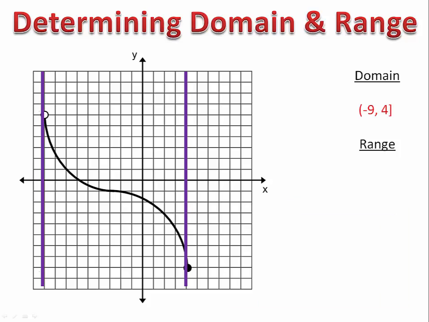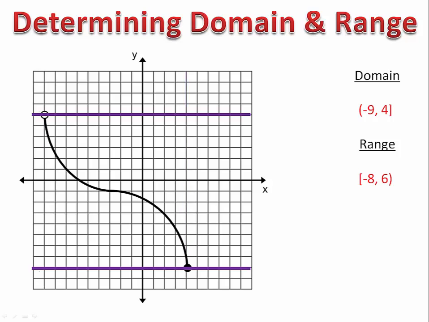Domain looks along the x-axis. We have our domain from -9 up to +4. Notice -9 is not included, as indicated by the open circle on the graph. +4 is included. The range from low to high tells us that the possible outputs are from -8 up to +6. -8 is included, but +6 is not. That's indicated by the open circle on the graph.